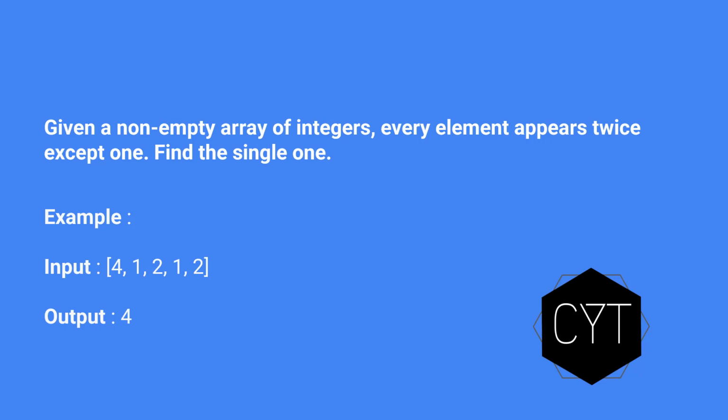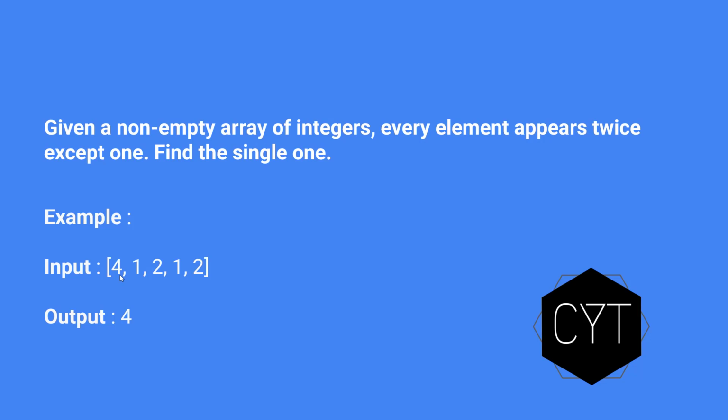So to understand this, we'll go through the input. Here we have 4, 1, 2, 1, 2 in our array, and we can clearly say that 4 is the only number appearing once, 1 is appearing twice, and 2 is appearing twice. So the answer is going to be 4, as it is already mentioned that the number is supposed to appear only once. I think it is clear.